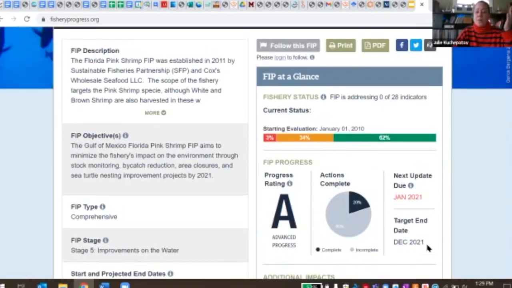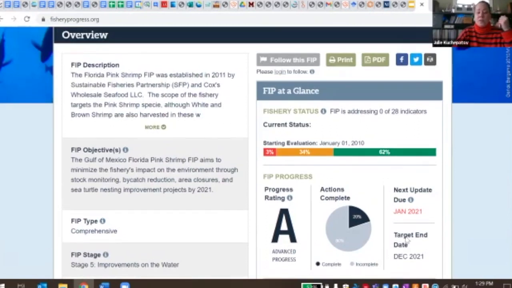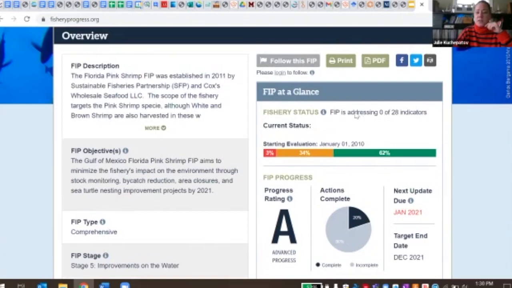And then here's this kind of progress rating, and some additional information. There's information about the participants, who's participating in it. Is it a buyer-led FIP, meaning a seafood buyer is supporting it and providing funding, or is it a fisher-led FIP? So there's lots of information. And then here we get a snapshot of the starting evaluation. So this started in 2010. This FIP actually looks like it's stalling for some reason, because it's addressing 0 of 28 indicators, but its progress is an A.